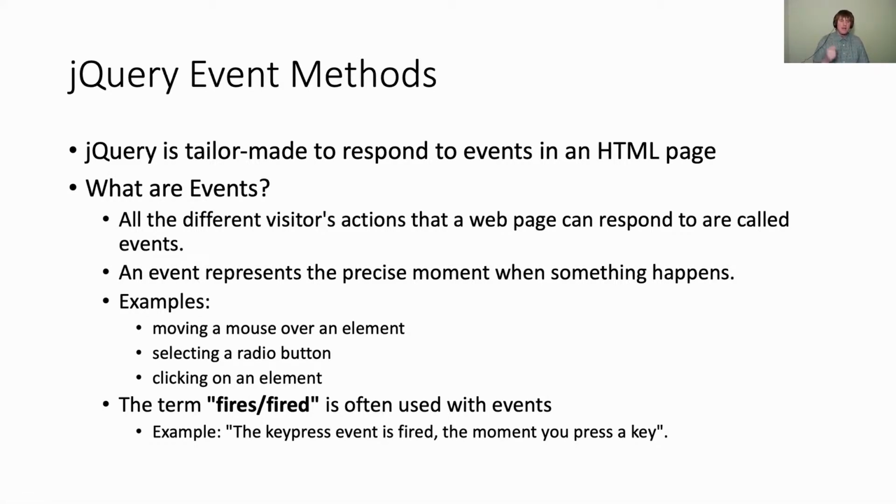Remember, jQuery is tailor-made to respond to events in an HTML page. What are events? It's similar to the JavaScript events that we've looked at before. All the different visitors' actions that a web page can respond to are the events. An event represents the precise moment when something happens. Some examples are moving a mouse over an element, selecting a radio button, clicking on an element.